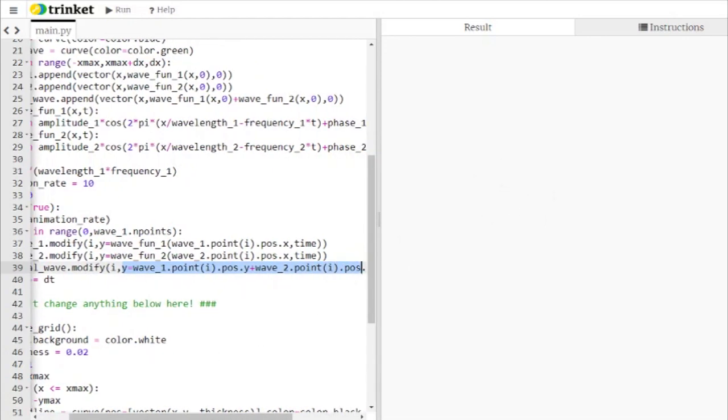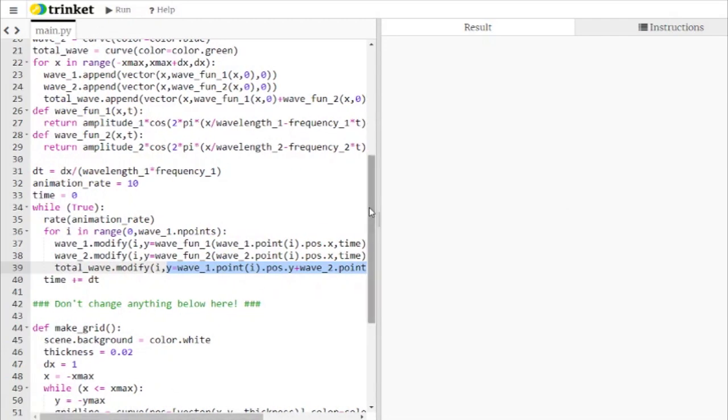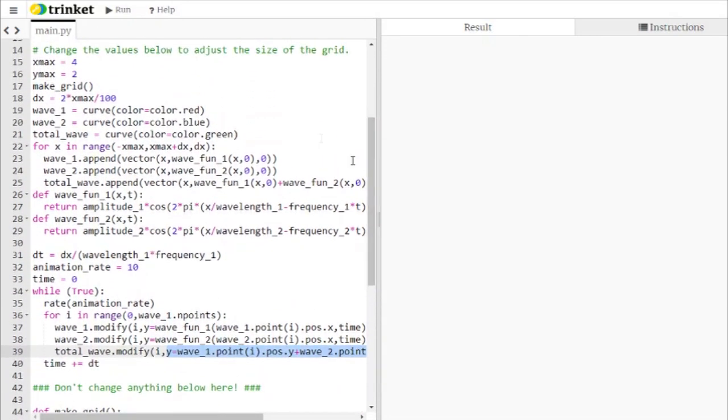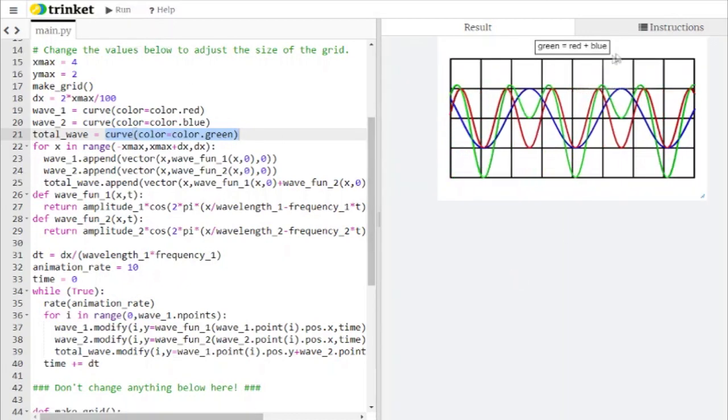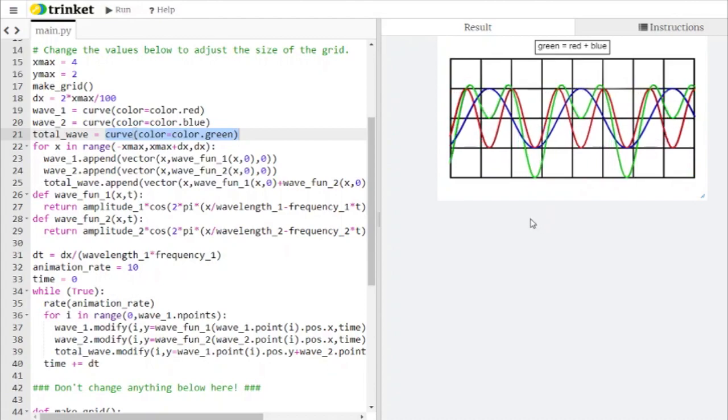So in the animation window, when I run this in just a second, we're going to see three different waves. One of them is going to be red, that's going to be wave 1. One of them is going to be blue, that'll be wave 2. And the other one will be the total wave, that's going to be green. So red plus blue equals green. Let's take a look at that over here. Look, I even gave you a reminder over here, green equals red plus blue.